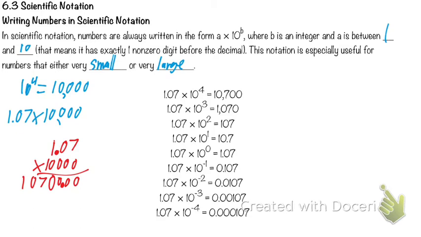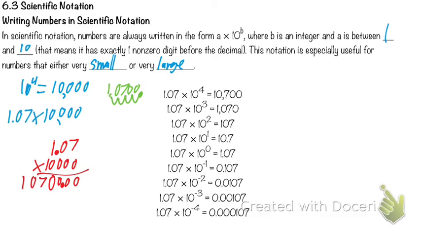So what we essentially did was we took 1.07 and moved the decimal spot 1, 2, 3, 4 times. But we notice we have blank numbers here. What do we put in those blank numbers? Zeros. And that's how we end up getting 10,700 with the decimal now to the right of that final 0.